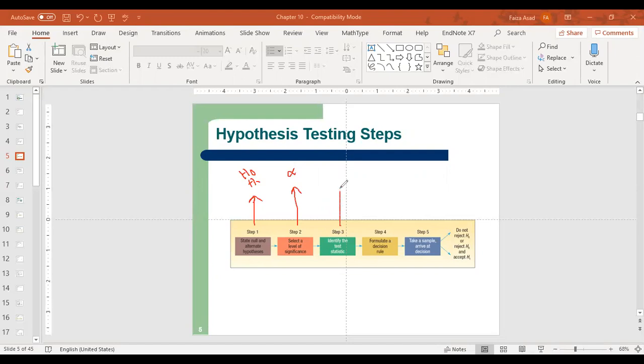Step 3, identify the test statistic. So we need to identify which test is going to be used because we have two options, t-test and z-test. So z-test is used when the population standard deviation is known, and t-test is used when the sample standard deviation is given. Step 4, formulate the decision rule. So we will formulate the decision rule and find the critical value. And by using this critical value, we will separate the rejection or acceptance region. Step 5, we will compare these two values. And at the end, we will conclude whether to reject the H0 or accept the H0. So let's move on to the next slide.